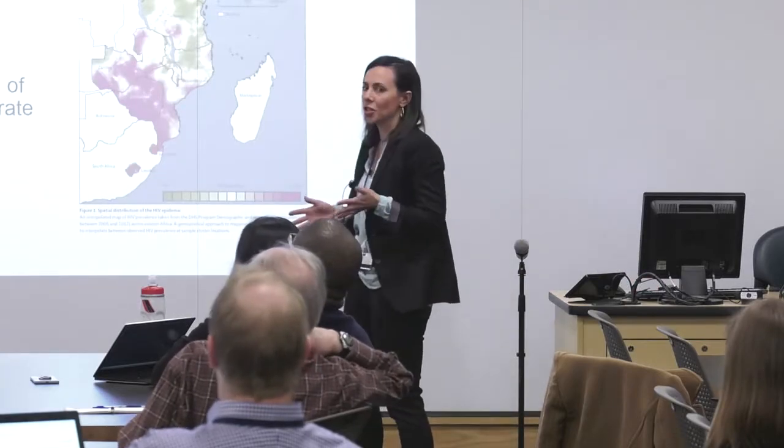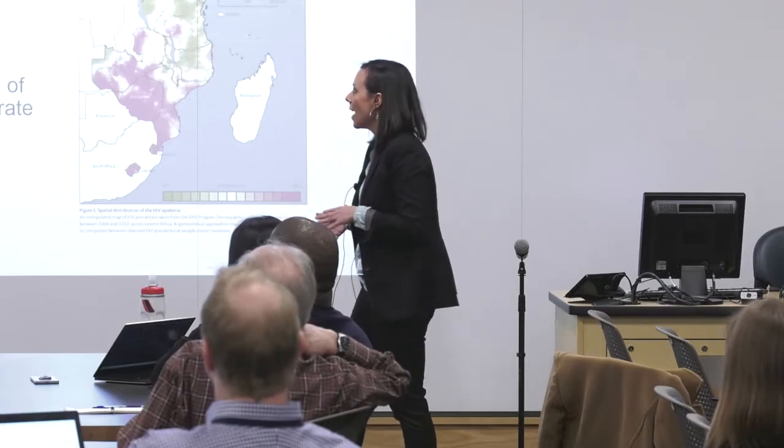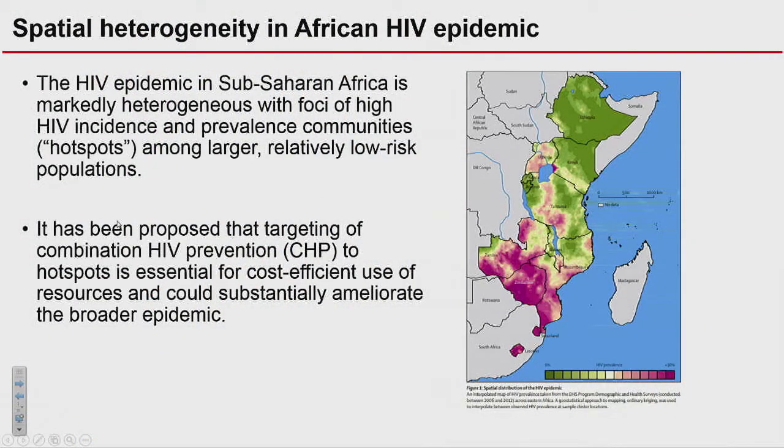So there's a lot of spatial heterogeneity in sub-Saharan Africa. It's markedly heterogeneous. It has foci of both high HIV incidence and high prevalence communities, and also foci of low prevalence, low incidence communities. So this is a map by Sarah Anderson and Tim Hallett's group. It was published in The Lancet back in 2015, showing HIV prevalence in Eastern Africa, and higher prevalence is in red and lower prevalence is green. So the higher prevalence areas have prevalence of upwards of 30%, and the lower prevalence areas of 0 to 5%. And you can see that within countries, there's a ton of heterogeneity.